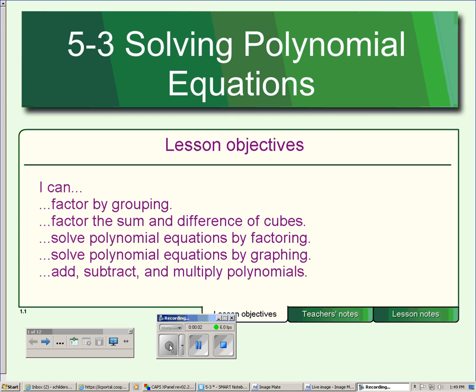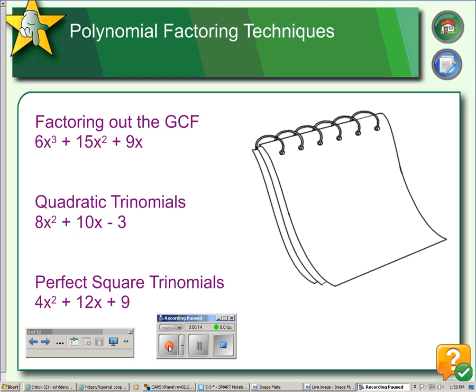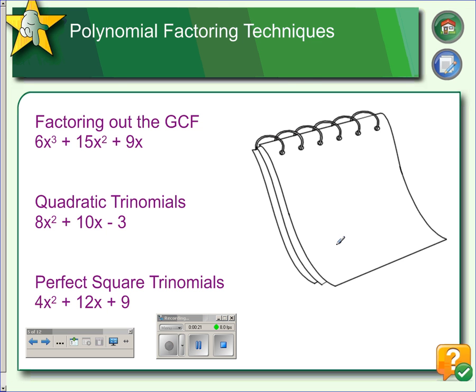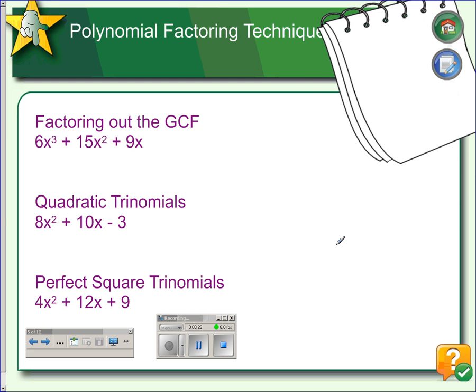This is lesson 5.3, part 2. In this part, I'm going to show you how to factor various different types of polynomials. So this entire video is about factoring. The first three types of factoring would involve these three that you see here. So the first thing that we will do whenever you're factoring is you always look for a GCF.